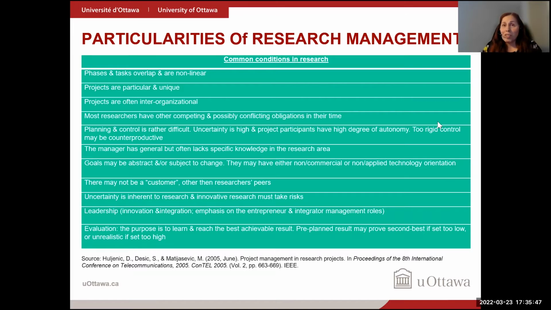And in fact, most researchers, as most of you would know, have other competing and possibly conflicting obligations with their time. They're either teaching, or they have their clinical work, and it is the chunk of their time. So research often comes as a third or fourth priority with very limited time and very limited experience per se.